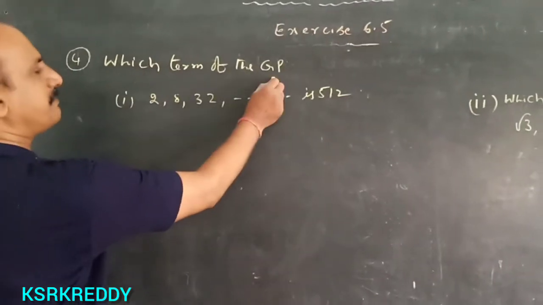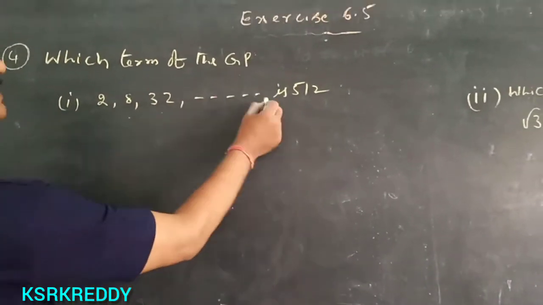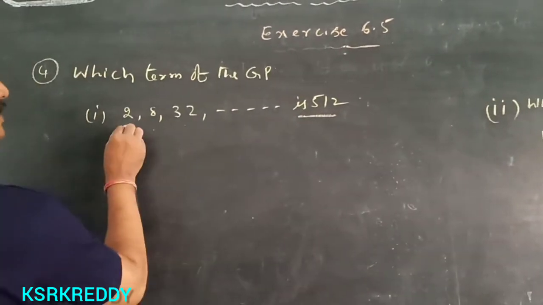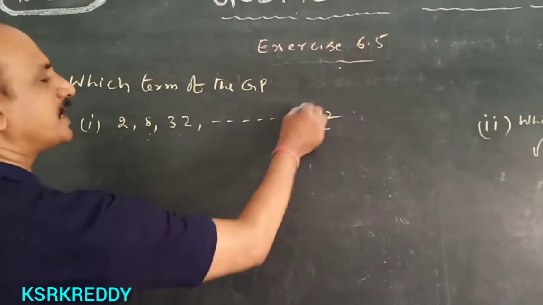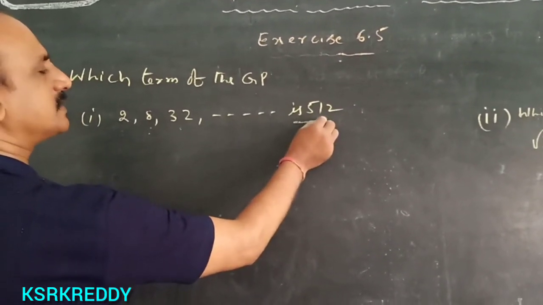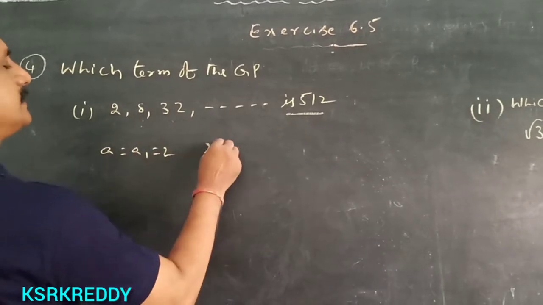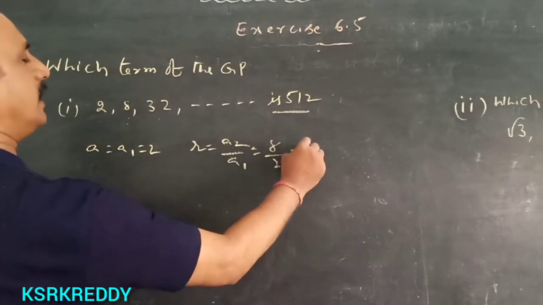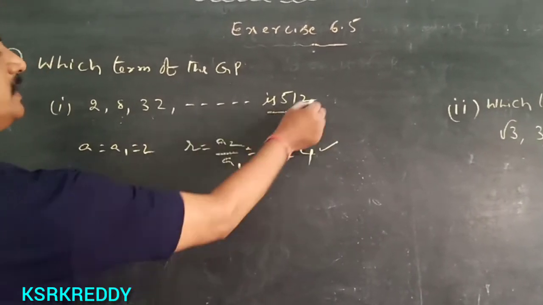Which term of the GP 2, 8, 32 and so on is 512? It is the first term, second term, third term and so on. In this progression, what is the term? It is the nth term. a equals a1 equals 2. r is equal to a2 by a1, that equals 8 by 2, which is 4. Common ratio is 4. First term is 2. It is the nth term.